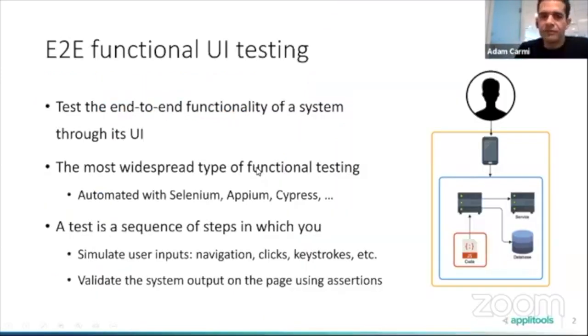In this talk, I will focus on end-to-end functional UI testing, although the technology itself applies to most other types of testing as well. When we're talking about end-to-end functional testing, we're talking about testing the functionality of the system through its UI. It's the most widespread form of functional testing. It's the type of testing that you do with tools like Selenium, Appium, Cypress, Playwright, and dozens of other excellent tools. A test is basically a sequence of steps where in each step you simulate some user input, navigating, moving the mouse, clicking, typing, and then you validate the output of the page by using assertions.